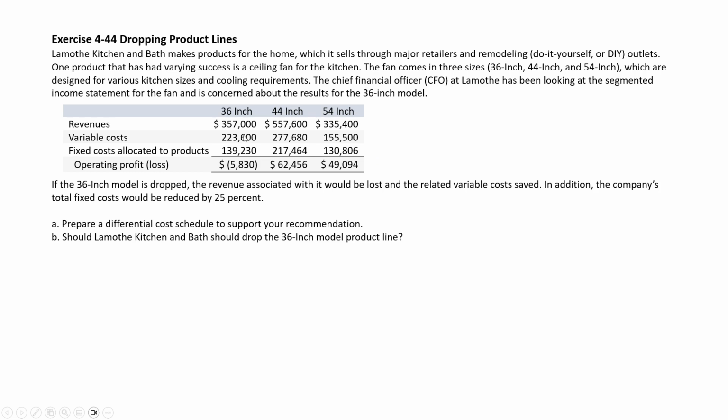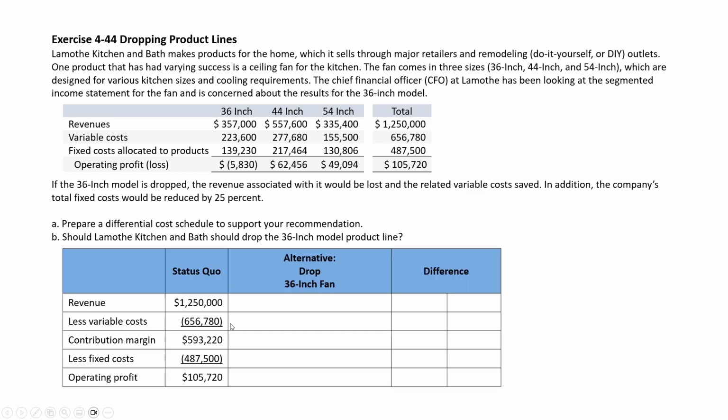For example, total revenues of $357,000, $557,600, and $335,400 will bring our total revenues up to $1,250,000. In totaling up our variable costs, it'd be $656,780 minus our revenues of $1,250,000 brings our contribution margin currently to $593,220. Subtract out our fixed cost total of $487,500. It brings our operating profit down as status quo, not dropping anything, to $105,720.